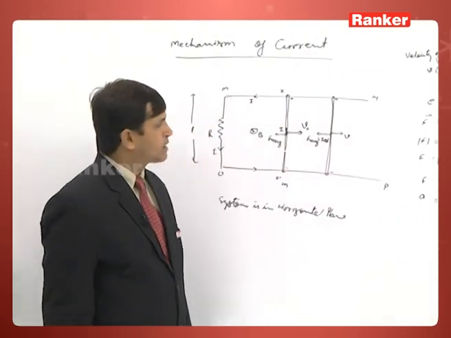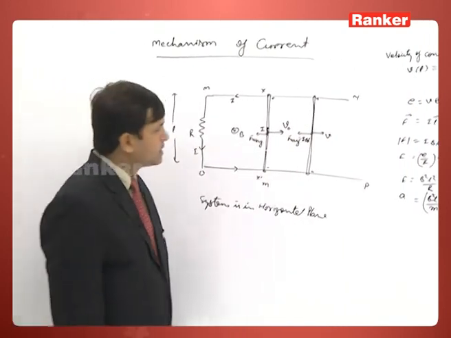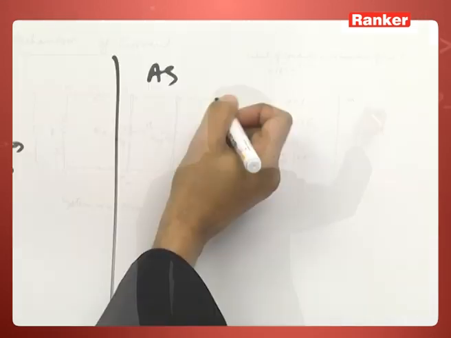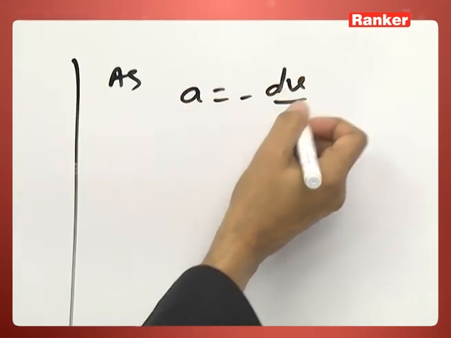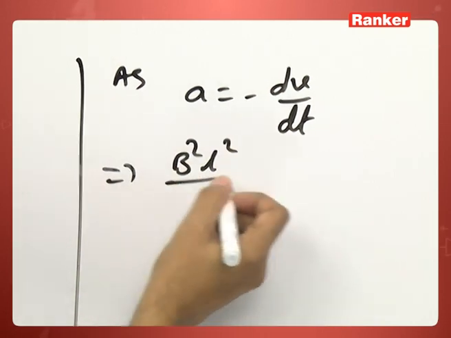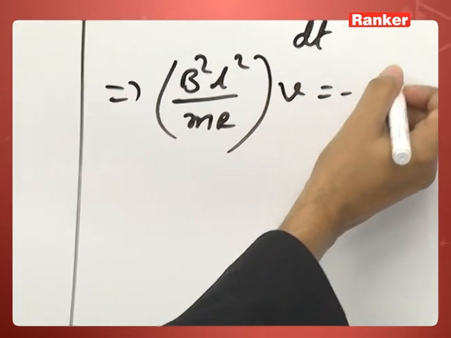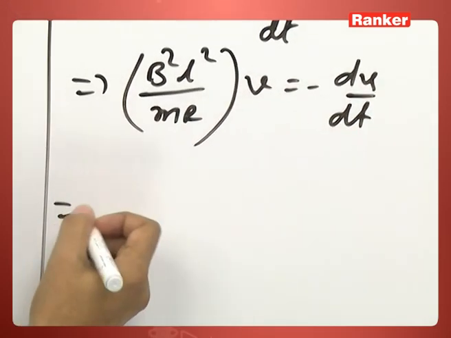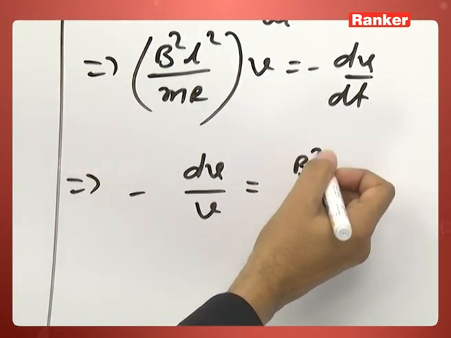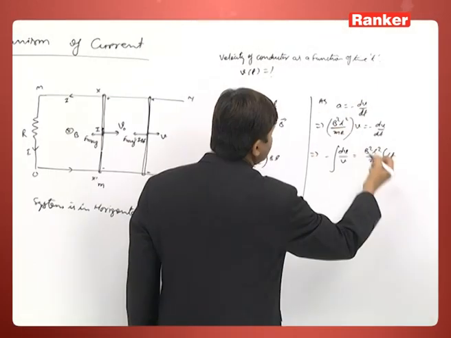This is a relation for acceleration, but here the force acts opposite to the direction of velocity, so that is in fact the retardation. So a is minus dV by dt, and now we can simplify. a has the value B squared L squared by MR into V, equal to minus dV by dt, and then we can write minus dV by V is equal to B squared L squared by MR dt, and now we can simplify.